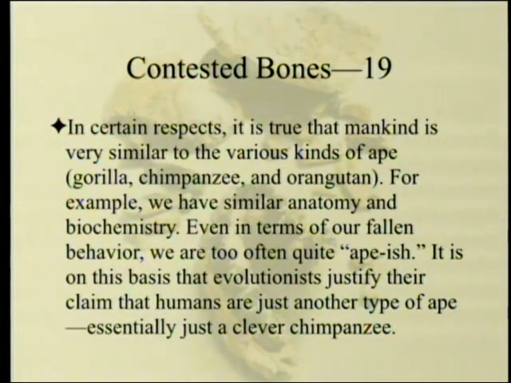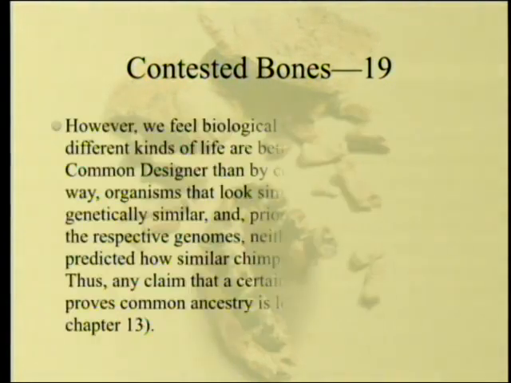In certain respects, it is true that mankind is very similar to the various kinds of ape: gorilla, chimpanzee, and orangutan. For example, we have similar anatomy and biochemistry. Even in terms of our fallen behavior, we are often apish. It is on this basis that evolutionists justify their claim that humans are just another type of ape, essentially just a clever chimpanzee.